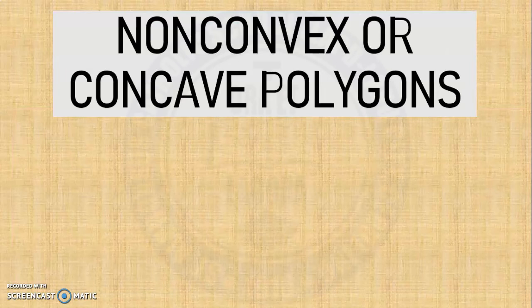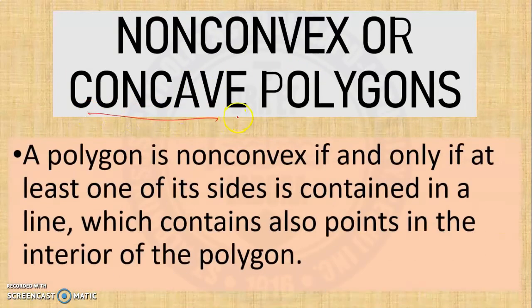While non-convex, also known as concave polygons, a polygon is non-convex if and only if at least one of its sides is contained in a line which also contains points in the interior of the polygon. So it's the opposite of the convex. That means if we extend the lines of the sides of the polygon, we can see points in its interior part. Let's have examples.